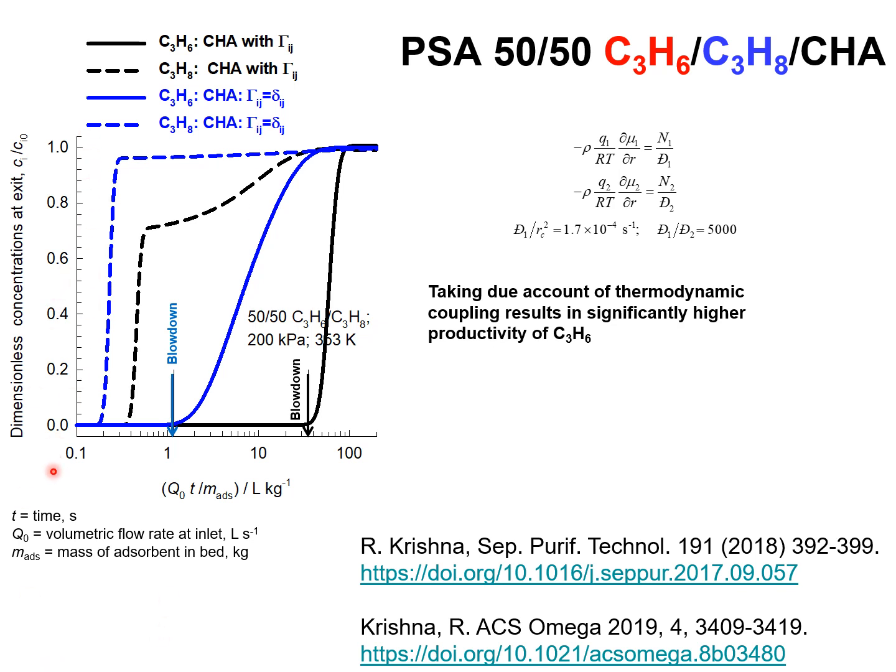The y-axis is the dimensionless concentration at the exit, and the x-axis represents a parameter, that is Q0, the volumetric flow rate at the inlet, multiplied by the time divided by the mass of adsorbent. This is a convenient parameter to use in order to compare experimental data, say, of the dimensionless concentration in tubes of different entering flow rates and masses of adsorbent.